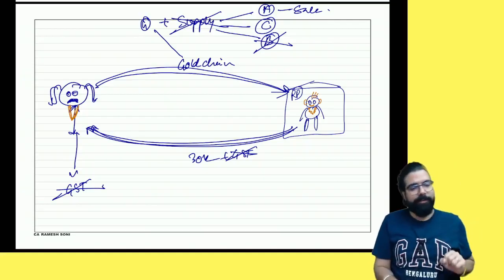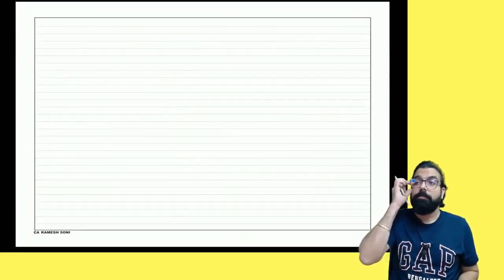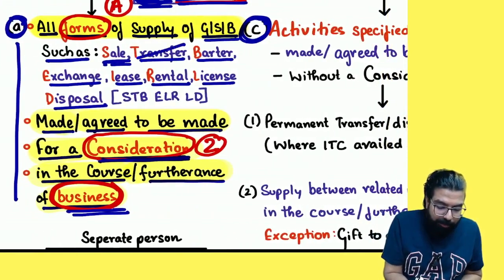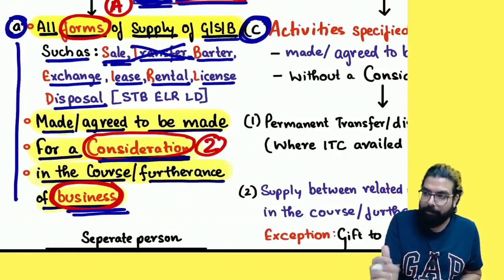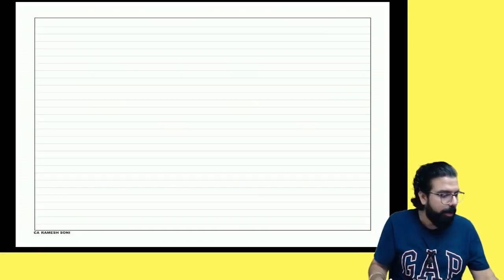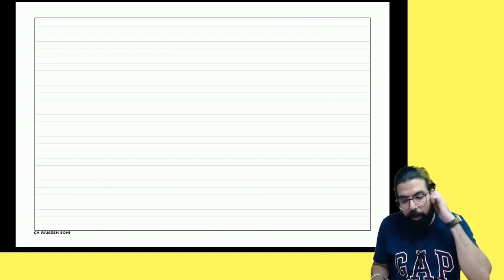Chalo, we'll give you next example. Everyone over here now. People, sale you understood, right? Transfer I am not explaining now. It will come after some time. I'll talk about barter. Chalo, let's understand barter. What do you mean by barter, everyone? What do you mean by barter? Exchange of goods for goods.